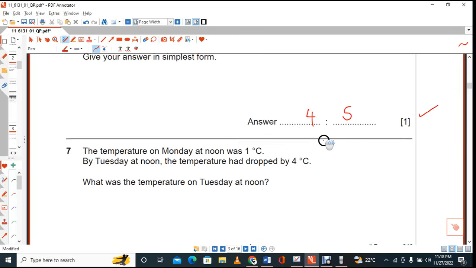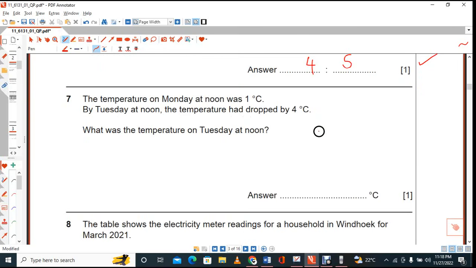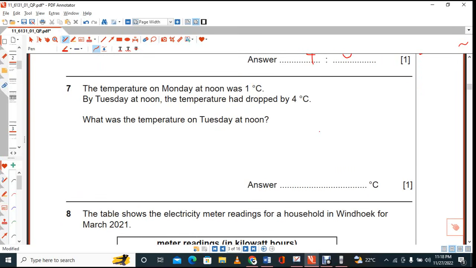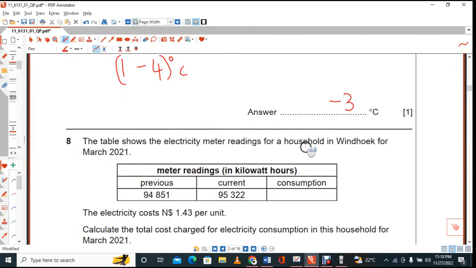Simple. The temperature on Monday at noon, that is 12 o'clock in the day, was 1 degree. By Tuesday at noon, the temperature had dropped by 4 degrees. So 1 degree take away 4 degrees. So in actual case, on Tuesday at noon, the temperature is -3, below zero.